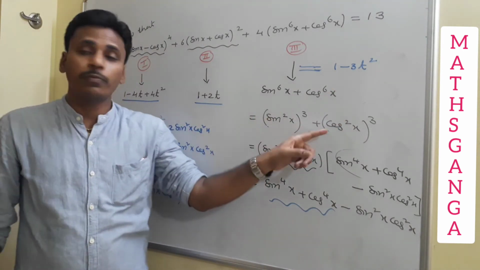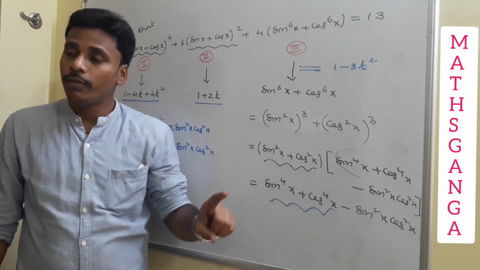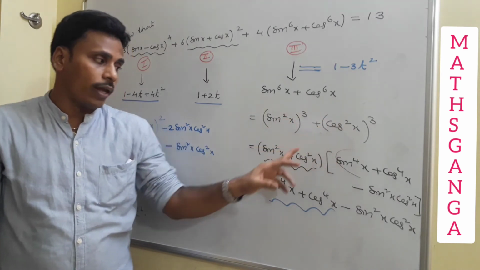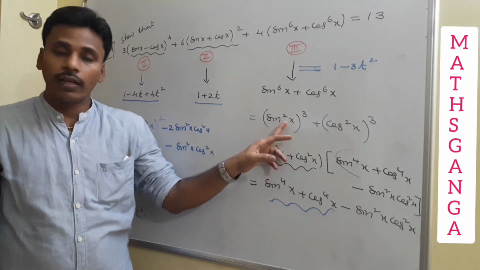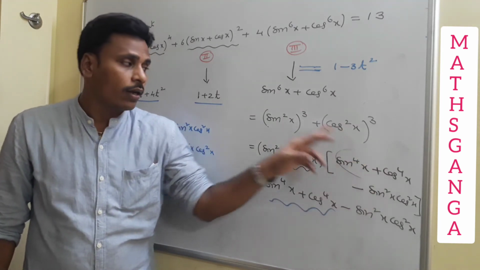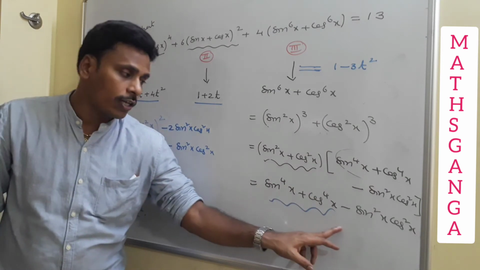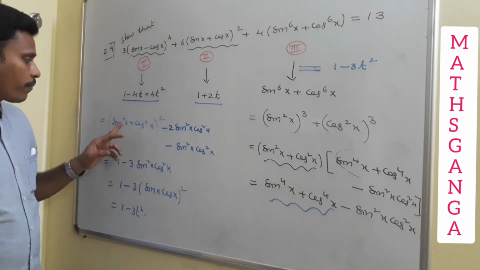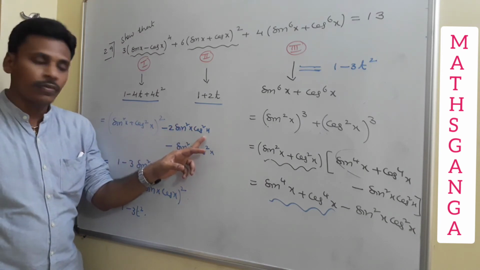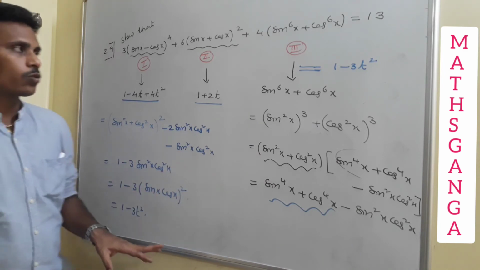And that a cube plus b cube is nothing but a plus b times a square minus ab plus b square. So a plus b, sin square x plus cos square x, into a square is sin power 4x, b square is cos power 4x, square of the second one, ab is the product. This is 1, you are left with this. And now this sin power 4x plus cos power 4x can be written as sin square x plus cos square x whole square minus 2 sin square x cos square x. I have one more term here, and on combining this you are left with 1 minus 3t square.